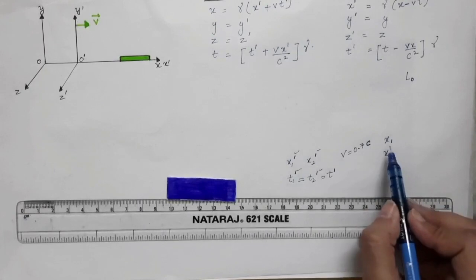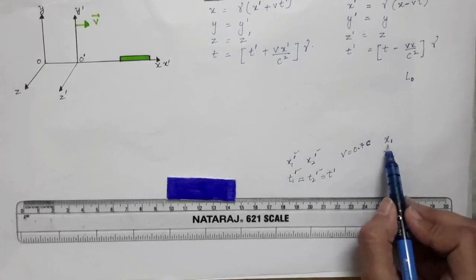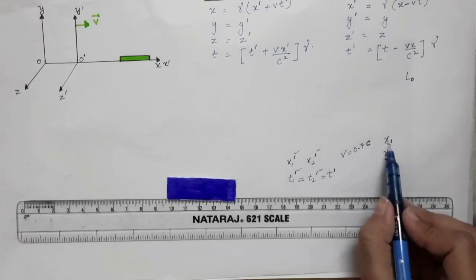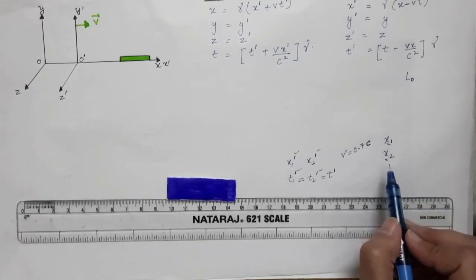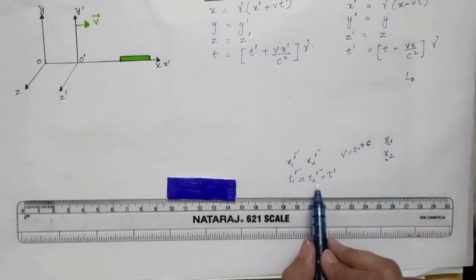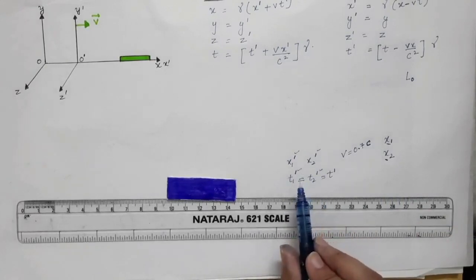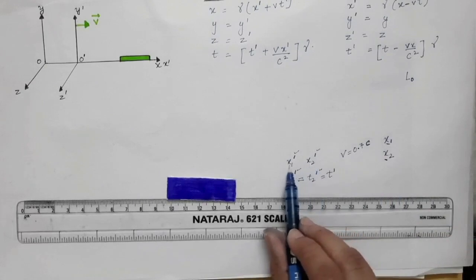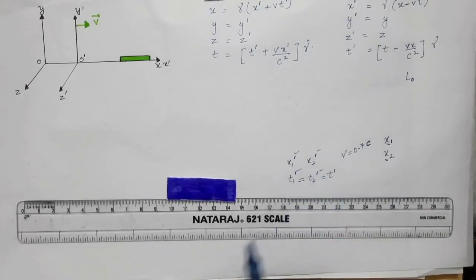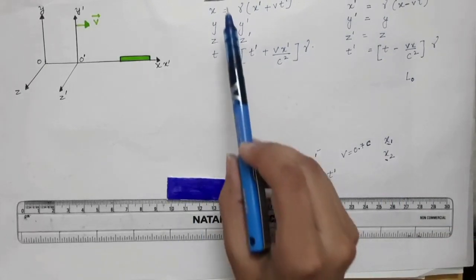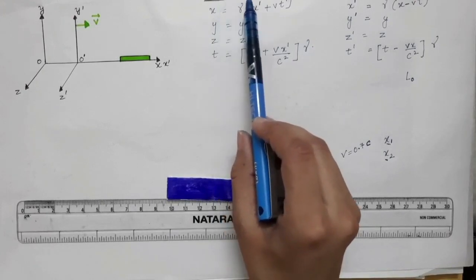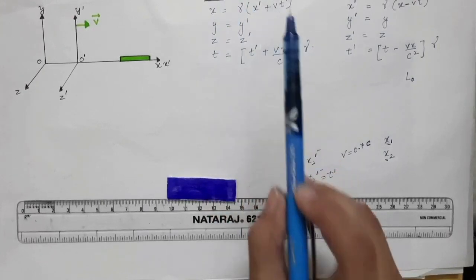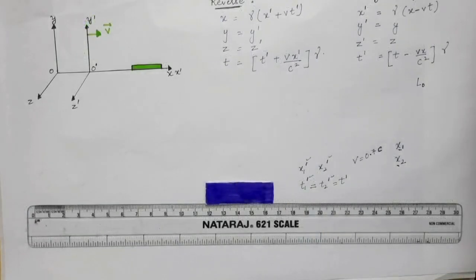It is not a requirement that x1 and x2 should be taken at the same time. They can be taken at different times. But t1 prime and t2 prime must be equal because when the object is moving, these two measurements must be taken at the same time. So over here I am going to use the reverse Lorentz transformation equation, the first equation. Now I am going to relate the two lengths.